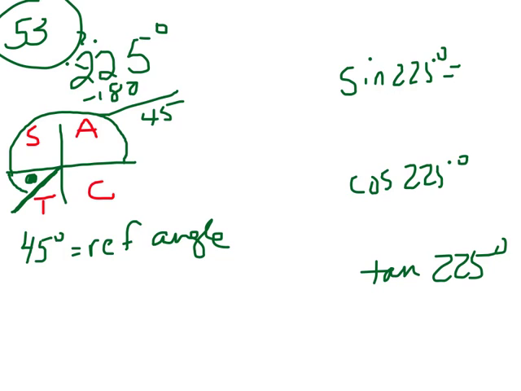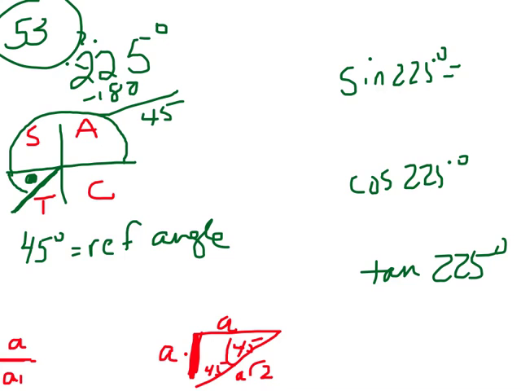Okay. Since it's a 45 degree reference angle, do you remember off the top of your head what is the sine of 45 degrees? Y'all remember? Square root of 2 over 2. If I don't remember it, I can come down here, and I can make my little 45, 45, 90 triangle. Across from 45, we'll call it A, across from 45, we'll call it A, and across from 90, we'll call it A square root of 2, and sine would be opposite A over hypotenuse A square root of 2, which is 1 over square root of 2. And if I rationalize that, I get square root of 2 over 2.